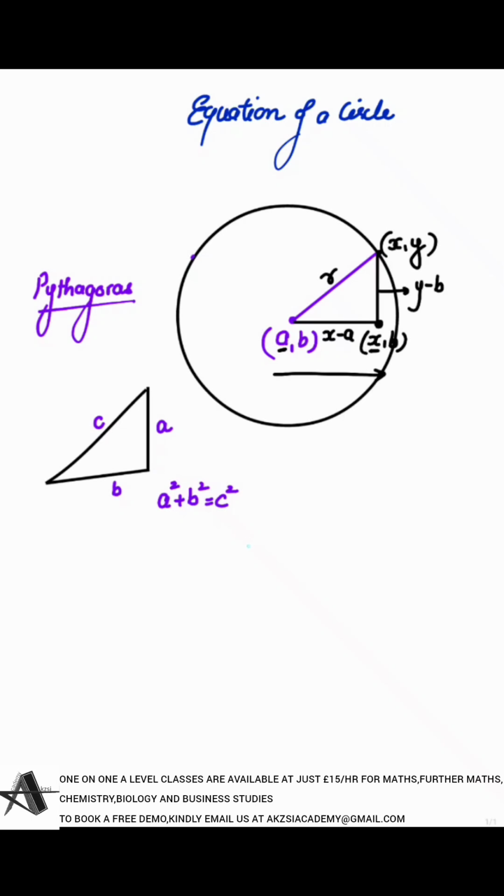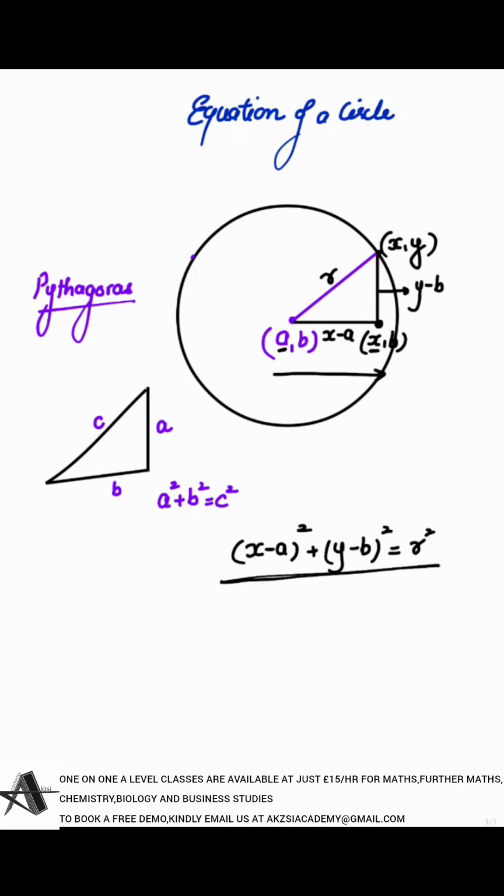So the sum of the squares of two sides, which is (x minus a) whole squared plus (y minus b) whole squared, is equal to the square of the third, longest side, which is the hypotenuse. In this case, it's this side, which is your radius, r squared. And this is the equation of a circle, which can easily be derived from the Pythagorean theorem.